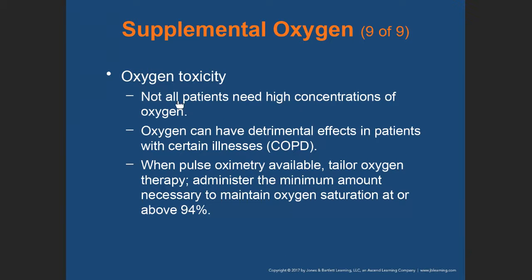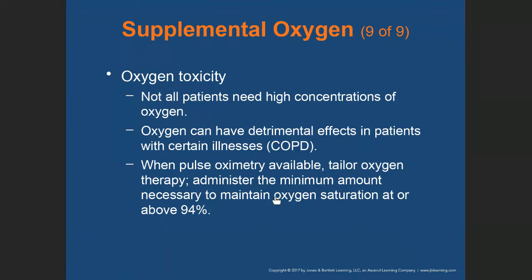Oxygen toxicity. Not all patients need high concentrations of oxygen. Oxygen can have detrimental effects in patients with certain illness. Example, COPD. A COPD patient relies on their hypoxic drive to breathe, so they are stimulated by low oxygen levels. So in theory, if we introduce these patients to high flow oxygen too early, it can reduce their hypoxic drive and they stop breathing. Also, we need to watch out for introducing free radicals if the patient is already properly oxygenated, and we can cause vasoconstriction of the cerebral and coronary arteries, and we can wash off the nitrogen or surfactant, which is important to the alveoli.